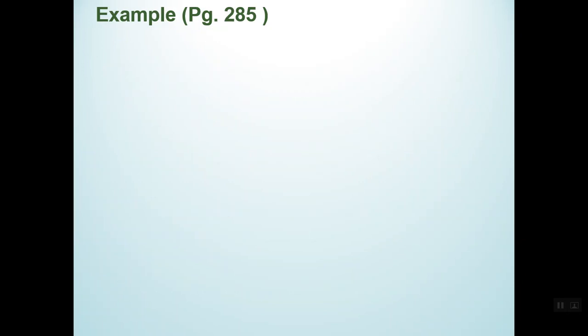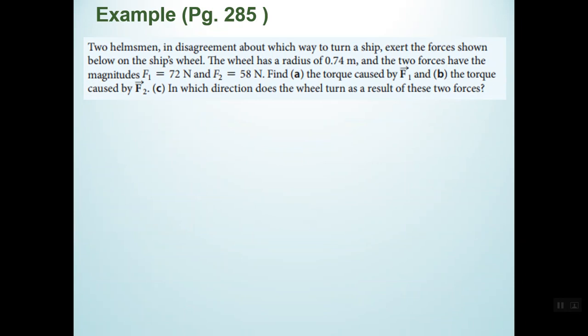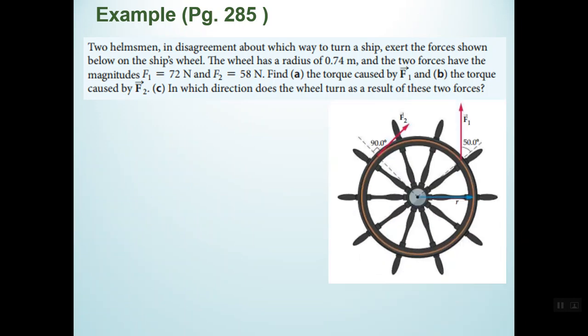For example, we have an example on page 285. Two helmsmen in disagreement about which way to turn a ship exert the forces shown below on the ship's wheel. The wheel has a radius of 0.74 meter, and the two forces have magnitudes F1 is equal to 72 Newton and F2 is equal to 58 Newton. Find the torque caused by F1 and the torque caused by F2, and in which direction does the wheel turn as a result of these two forces.